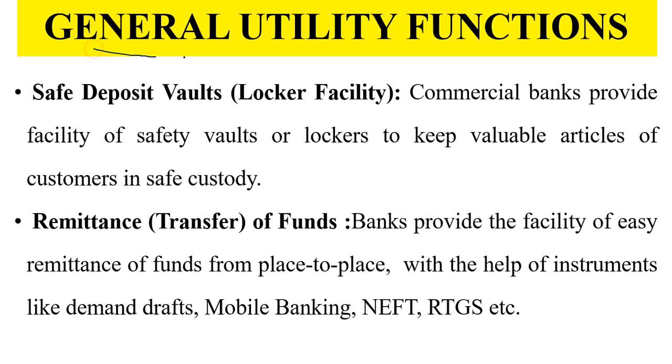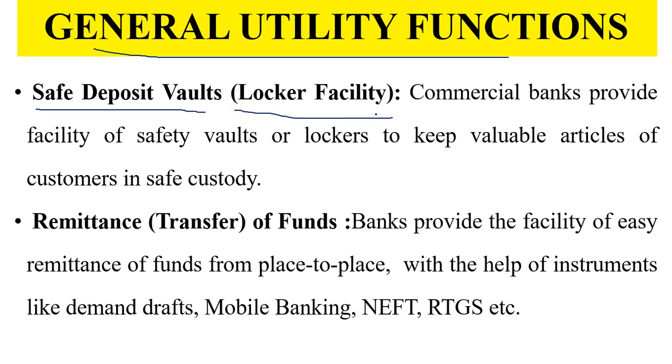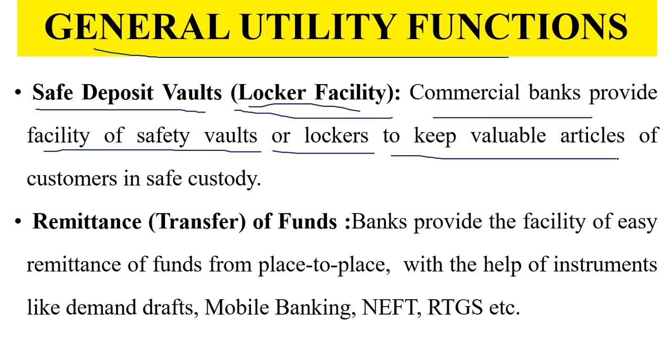Next is general utility functions. Under general utility functions, the first function is safe deposit vaults, which you call the locker facility. So you are utilizing the bank to keep some important documents. The bank gives the facility of lockers. Commercial banks provide the facility of safety vaults or lockers to keep the valuable articles of customers in safe custody.